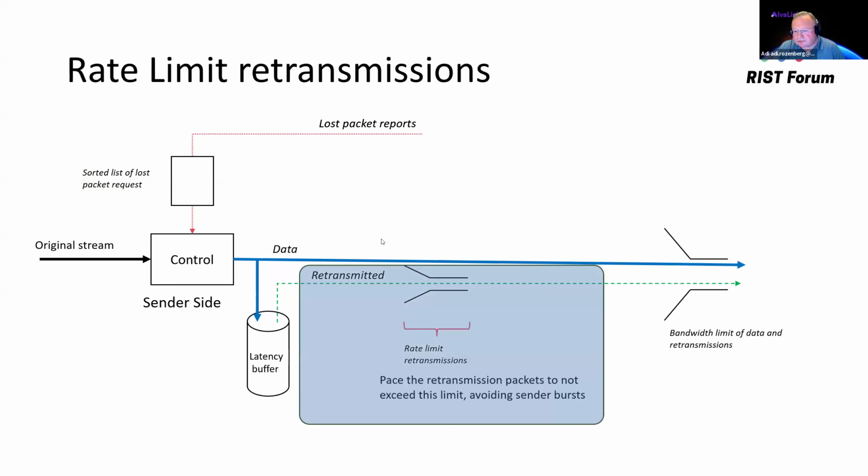Next, we introduced and recommend to use rate limit for the retransmission, something which is available also with SRT and ZigZee. Basically, we are pacing the retransmission packets not to exceed user-defined limits. That will avoid ARQ storms or packets being sent in bursts to the receiver, because most networks don't like bursty behavior.